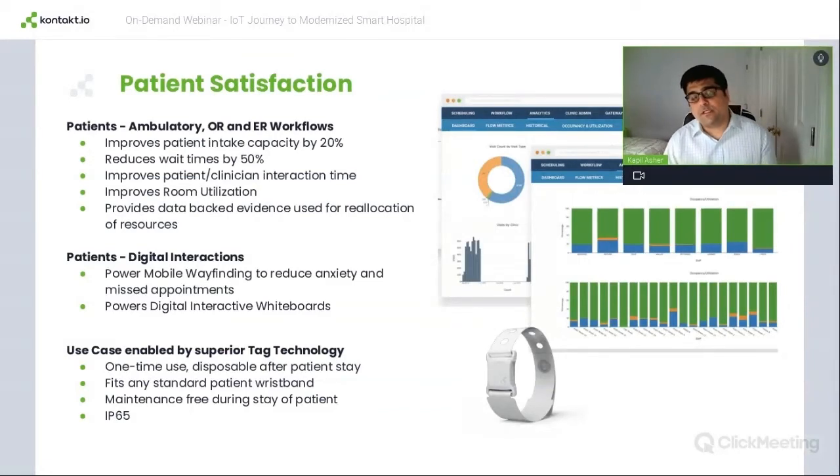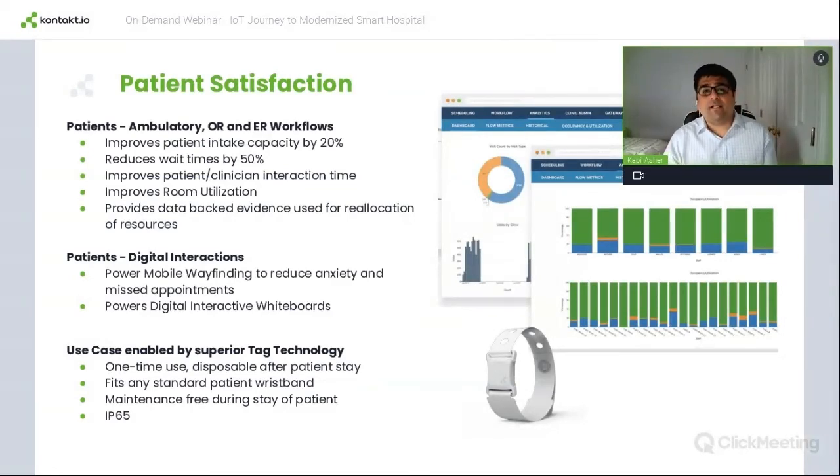So the way it works is as the patient comes in, we give them one of our patient badges, which I'll talk about in a second. And from there on, the timer begins and starts tracking the location of the patient across the whole clinic or the ED, showing you the time spent in every phase of care.